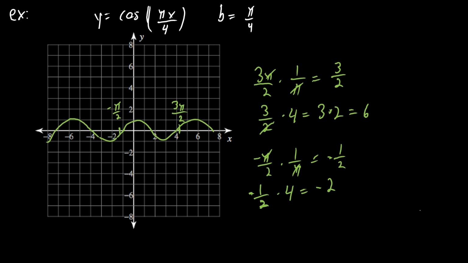I'll draw this in yellow. We're going to have negative 2 and 6. And it will still have the same y-intercept at 1. That doesn't change. And that's your new function of y equals cosine of pi x over 4. So what would the period be for this? Remember, the period is the distance of a full cycle. Let me just fill this in.